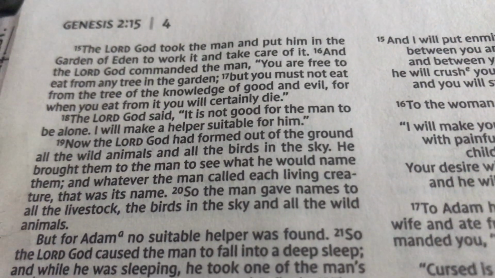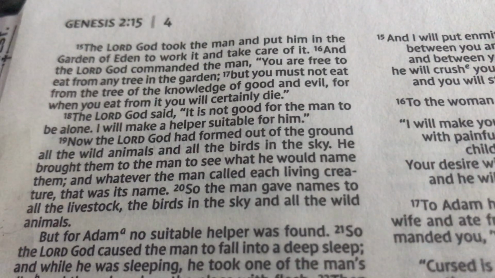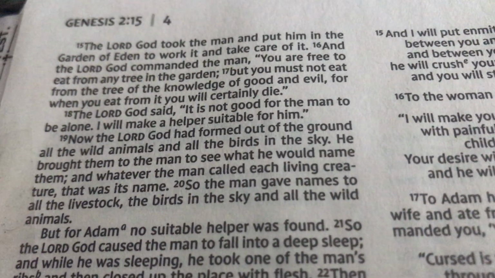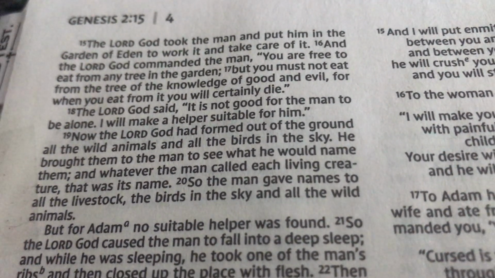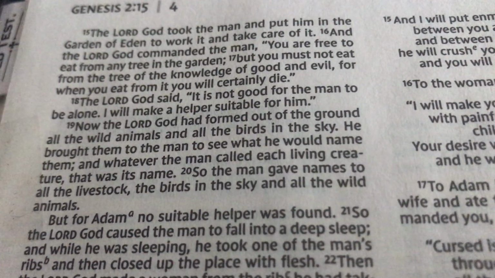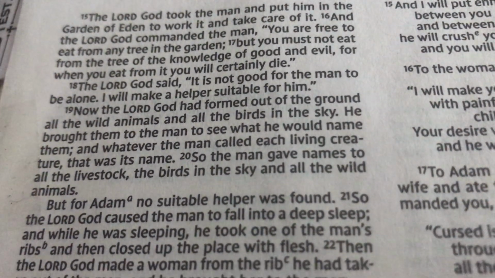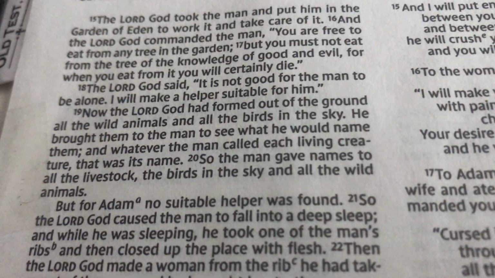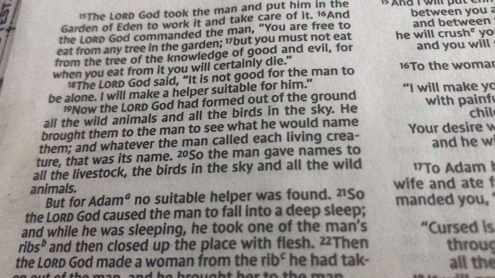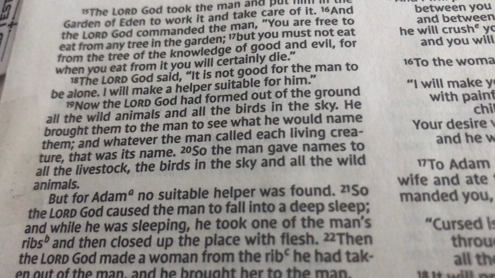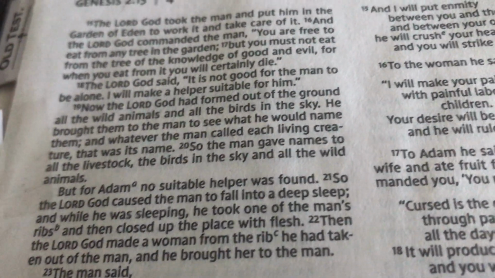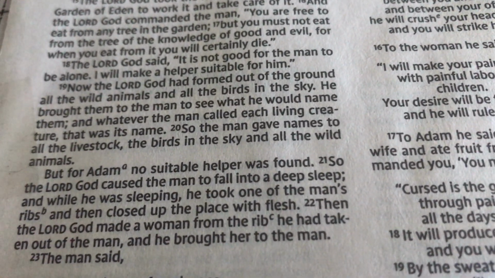Now the Lord God had formed out of the ground all the wild animals and all the birds in the sky. He brought them to the man to see what he would name them, and whatever the man called each living creature, that was its name. So the man gave names to all the livestock, the birds in the sky, and all the wild animals. But for Adam, no suitable helper was found.